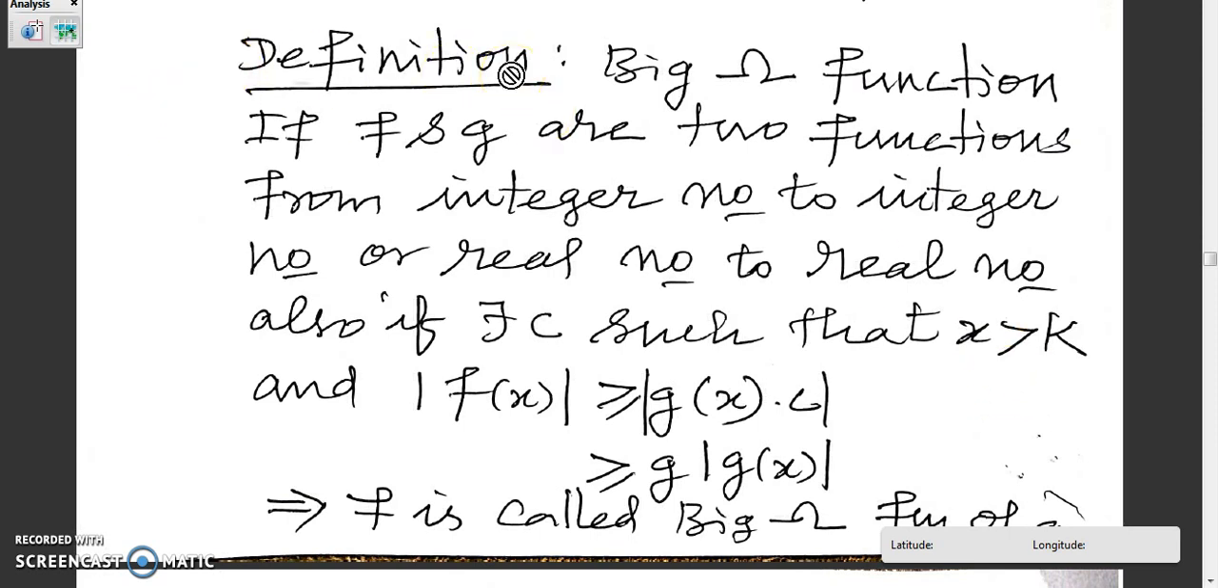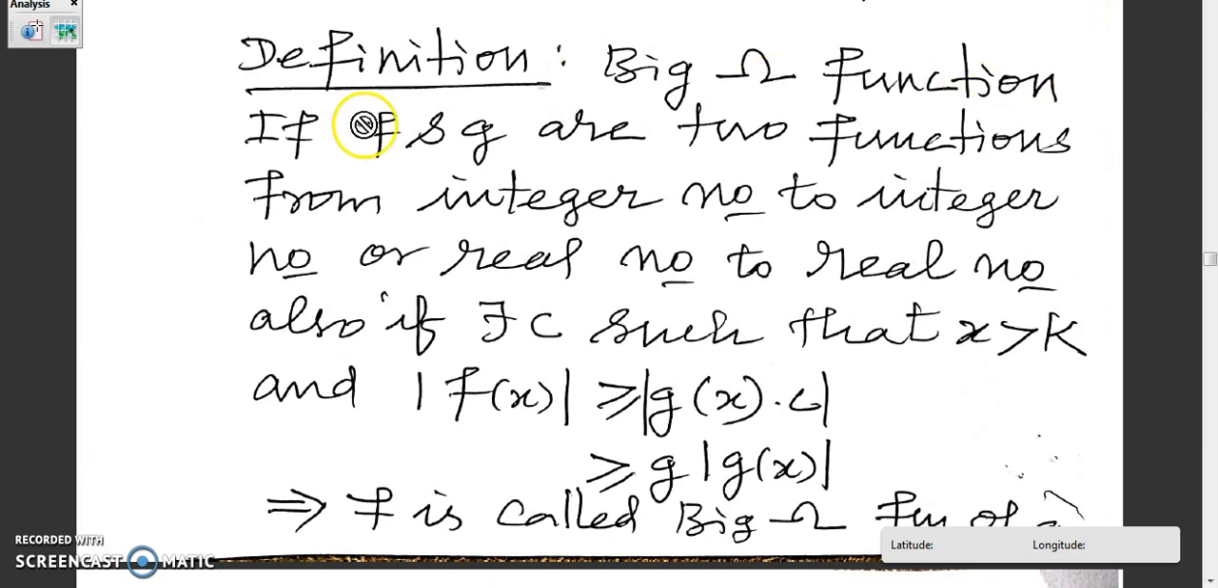Right, okay, welcome students. In the last class we studied the definition of a big O function. Now we talk about the big omega function.